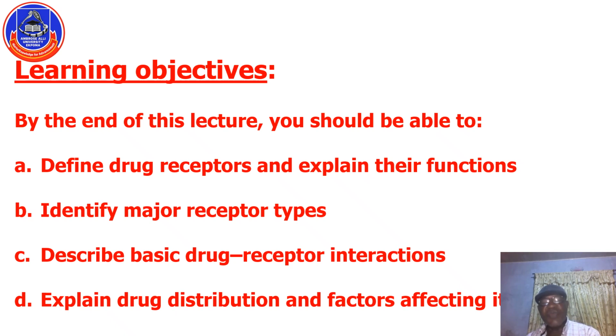identify the major receptor types, describe drug receptor interactions, and explain drug distribution and factors affecting it. So we have 4 objectives, or 4 learning outcomes, that are expected in this lecture.